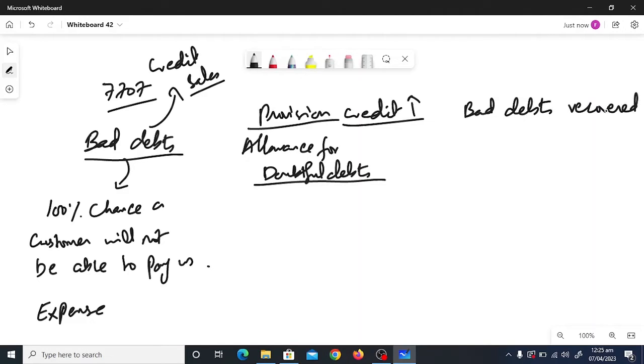And the last thing which is very important in today's lecture is bad debts recovered. Bad debts recovered used to be in AS level, but the examiner has made some changes and now it is being tested in the O-levels examination. What is the concept of bad debts recovered? It says that when a customer has been recorded as a bad debt, that means the customer has been written off, the customer will not be able to pay us.